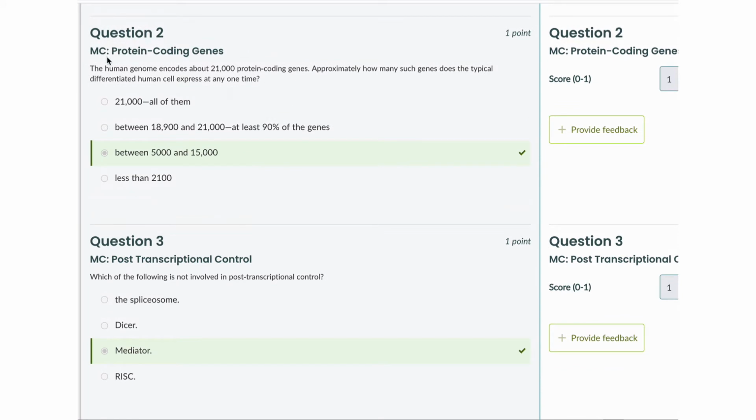Question number 2, multiple choice about protein coding genes. The human genome encodes 21,000 protein coding genes. Approximately how many of such genes does a typical differentiated human cell express at any one time? Straight from the textbook, most cells express between 5,000 and 15,000 of these genes at any given time. Some of these genes are never switched on, so it can't be all of them, and not even 90% of them. But at any given time, anywhere between 5,000 to 15,000 genes are being expressed. What differentiates one cell type from another is the particular genes that are being expressed, but there are a lot of housekeeping genes that are expressed by all cell types.